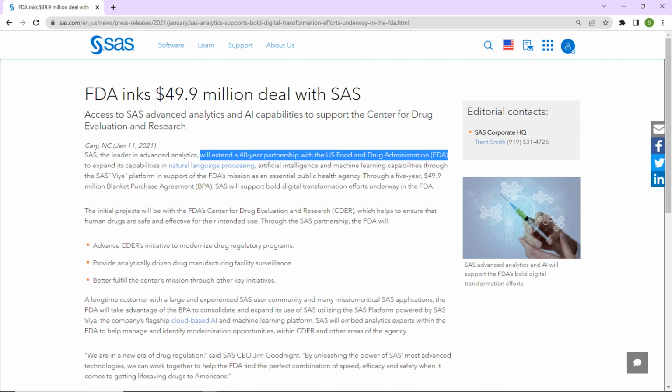In Jan 2021, SAS announced that it has inked a deal with FDA for the next 40 years to expand its capabilities in natural language processing, artificial intelligence, and machine learning, through the SAS Viya platform in support of the FDA mission as an essential public health agency. So I would strongly recommend you to learn SAS programming.